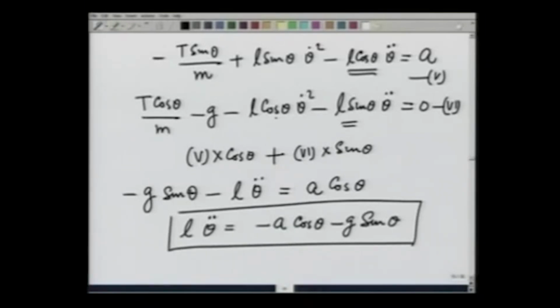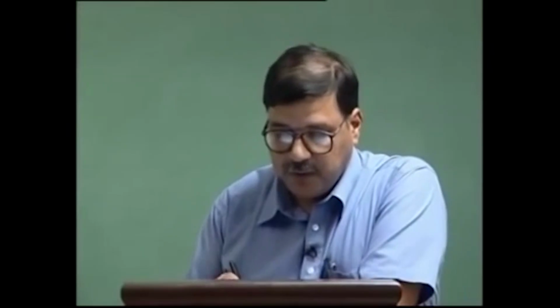I have done my job. I solved this equation and I can get all the answers. Let us do that. So, the equation that we have gotten is L theta double dot is equal to minus A cosine of theta minus G sine of theta.